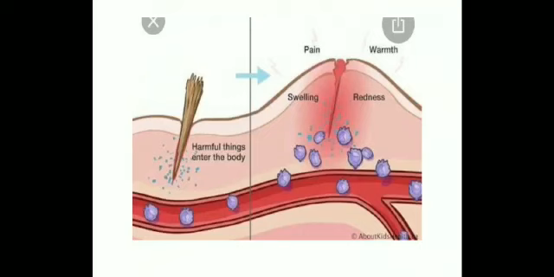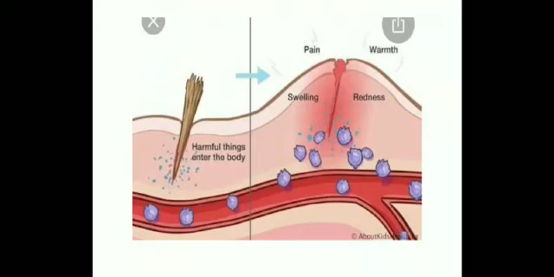Okay, let's talk about the cardinal signs of acute inflammation. The external manifestations of inflammation, often called its cardinal signs, are heat, that is called calor, redness called rubor, swelling, that is tumor, pain, dolor, and loss of function, that is functio laesa. The first four of these were described more than 2000 years ago by a Roman encyclopedist named Celsus, who wrote the famous book De Medicina, and the fifth was added in the late 19th century by Rudolf Virchow.